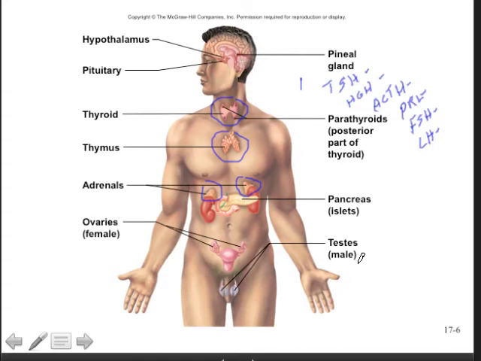The cortex is responsible for the production of a variety of steroid hormones, and we call these the mineralocorticoids, the glucocorticoids, and the sex steroids. So the way that you can remember this is salt, sugar, sex, from the most superficial area of the cortex to the deepest area of the cortex. And then, of course, the very core of the organ, the medulla, is responsible for the production of adrenaline.